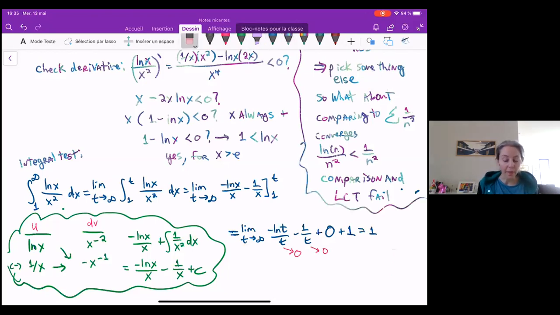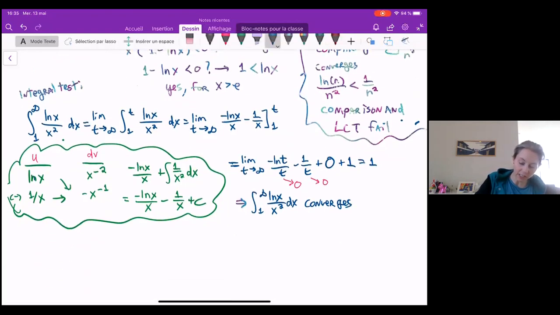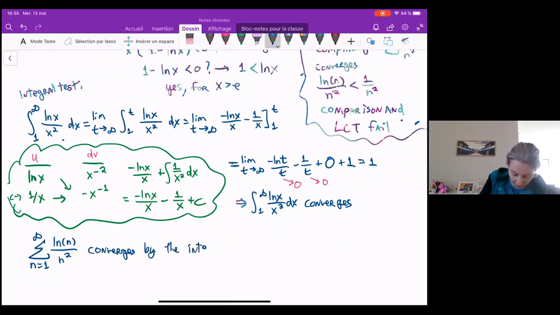Okay, so what that tells me is that the integral from 1 to infinity of ln x over x squared dx converges, which means that the series as well, the sum n equals 1 to infinity of ln n over n squared, also converges by the integral test.